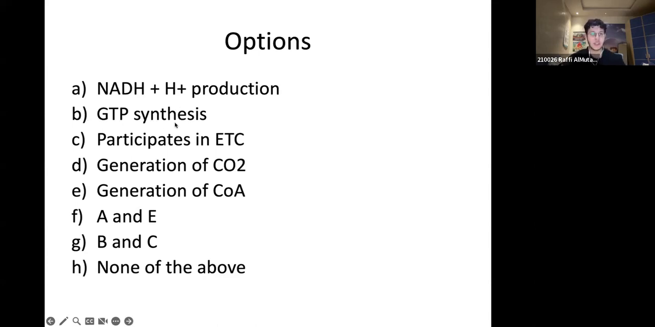The enzyme that makes GTP is succinyl-CoA synthetase. The one that makes FADH2 is succinate dehydrogenase, which participates in ETC. You were close. Good job.